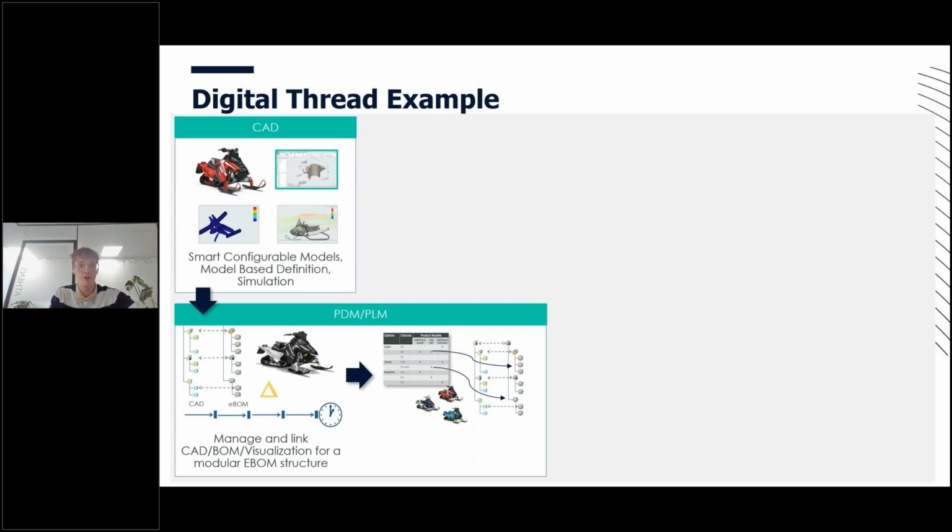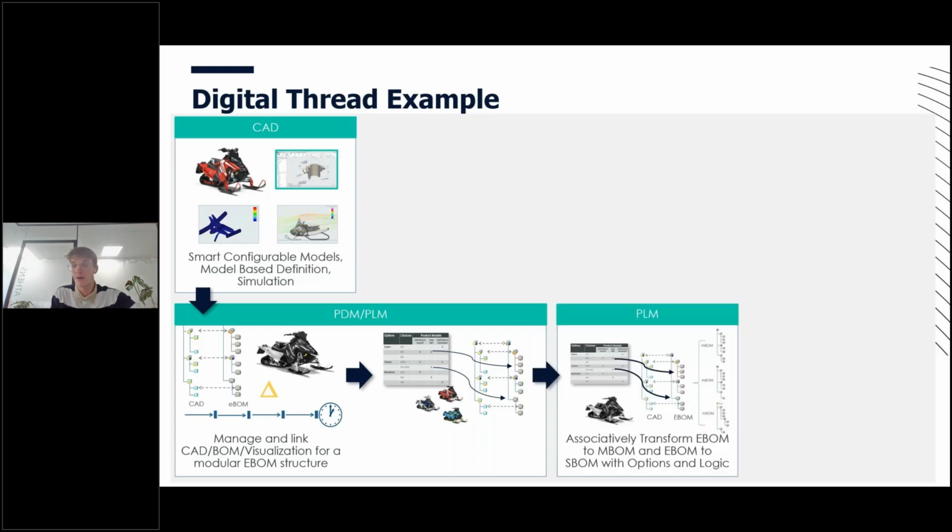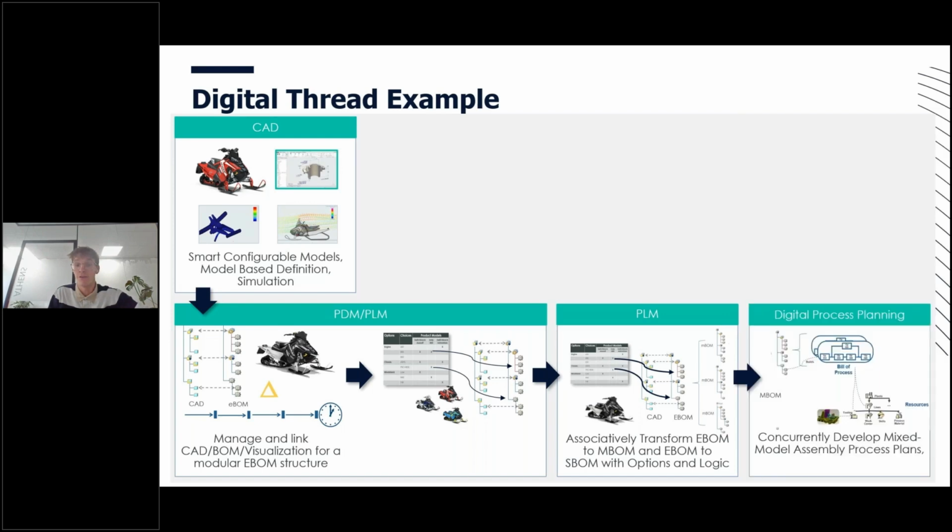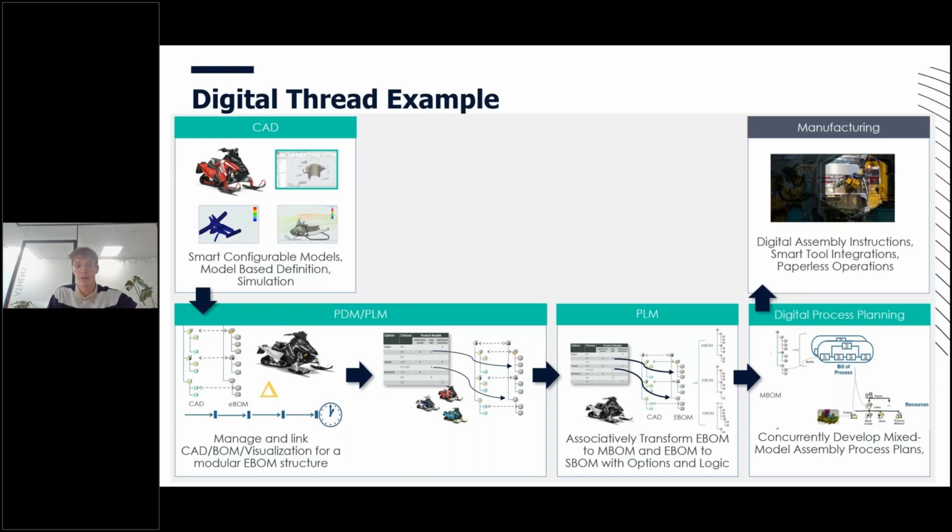But then if you build further, you can start, for example, transforming your engineering BOM towards a manufacturing or service BOM to provide the complete and relevant information to both manufacturing and service team. And once you have a complete and qualitative manufacturing BOM, you can work towards process planning and also provide work instructions to the manufacturing team. And this can be done paperless as well, so you're digital in this way.